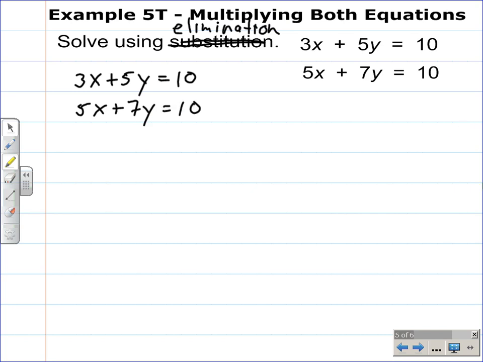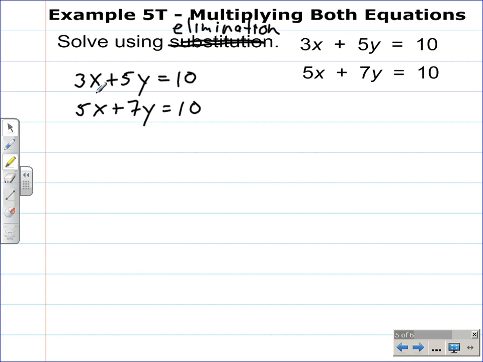Looking at the x terms, as we did in the previous example, there's no easy number we can multiply 3 by to get 5, and vice versa. There's no easy number to multiply 5 by to get 3. For the y terms, it works the same way. There's no easy number we can multiply 5 by to get 7, and there's no easy number to multiply 7 by to get 5.